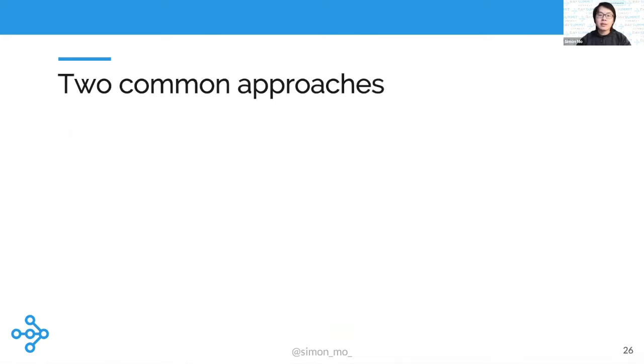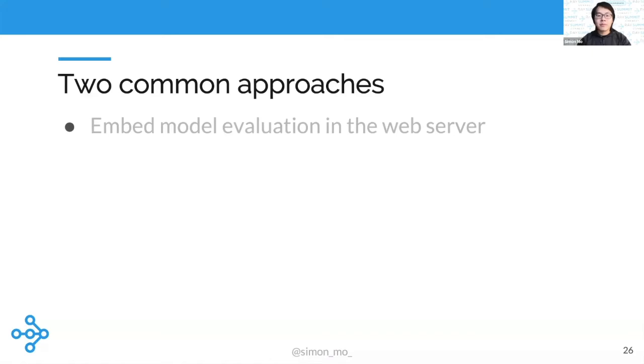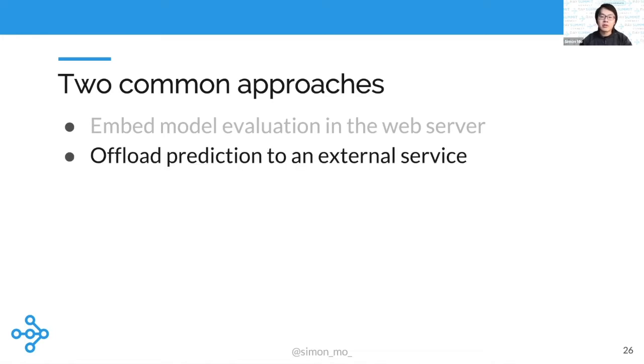So in summary, a simple web server is great for demos and proofs of concept. However, it requires a lot of additional optimization to make it production ready. When just a simple web server is not enough, people turn to the second approach. That is to offload the model serving to a specialized external service.